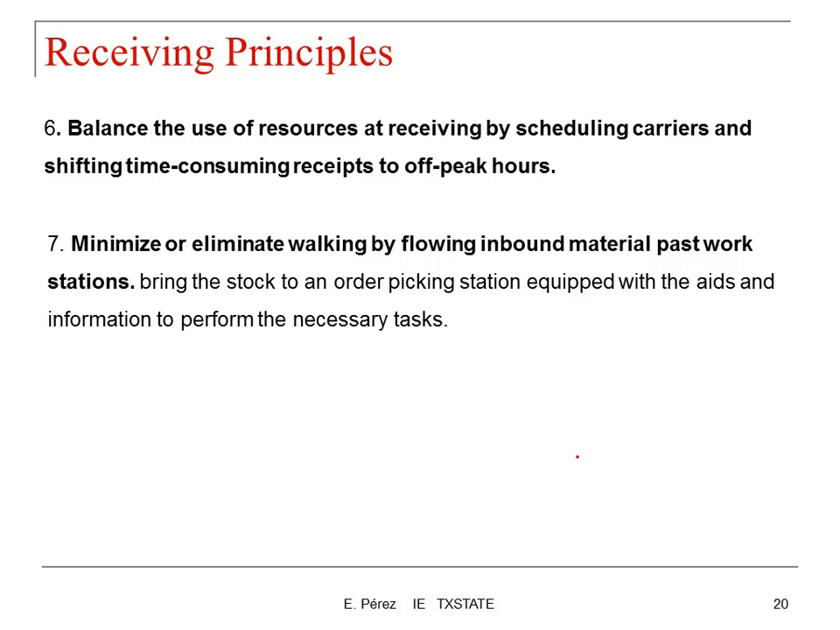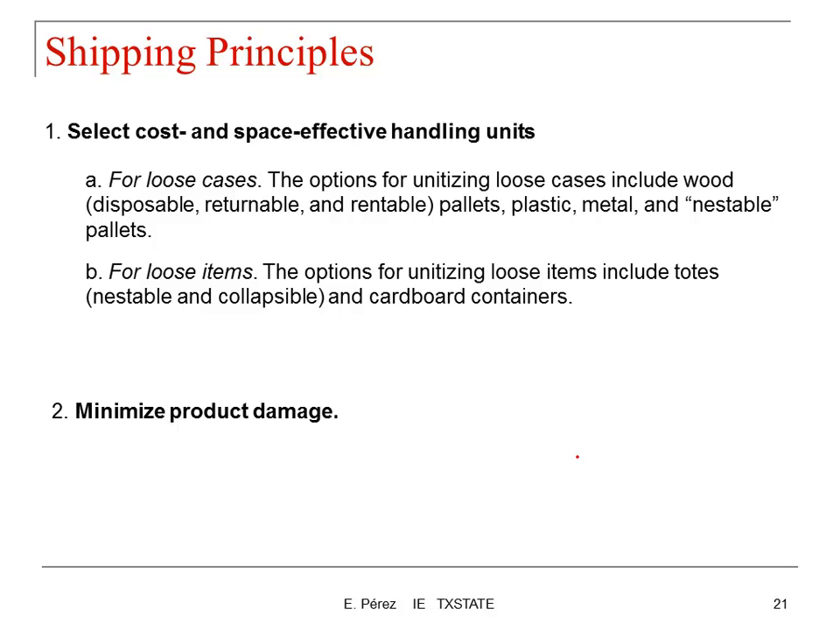In terms of shipping, we have six principles. The first one is select cost and space effective handling units. So this is in terms of how are you going to move the items within your warehouse? Are you going to put them into a container? What type of container and so on.